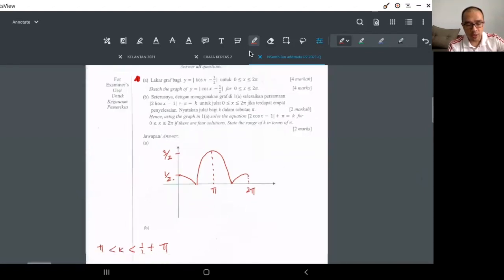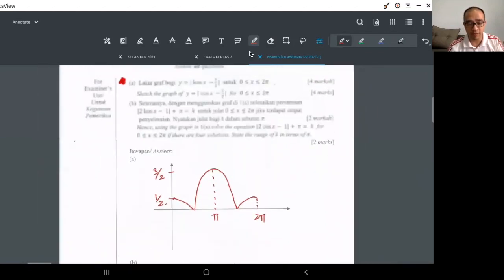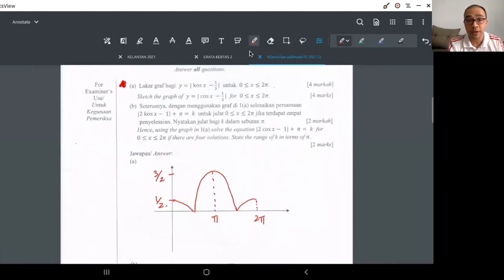Now, the reason why I am so kind today to show you how to answer this number 1 is because of the number 2 question, the B question. Hence, using the graph in 1a, solve the equation 2|cos x minus 1/2| plus pi equals k, if there are 4 solutions. So now the question has changed. Last time they asked you to draw a straight line and you count the number of solutions. But now they want you to determine the straight line that will give you 4 solutions.